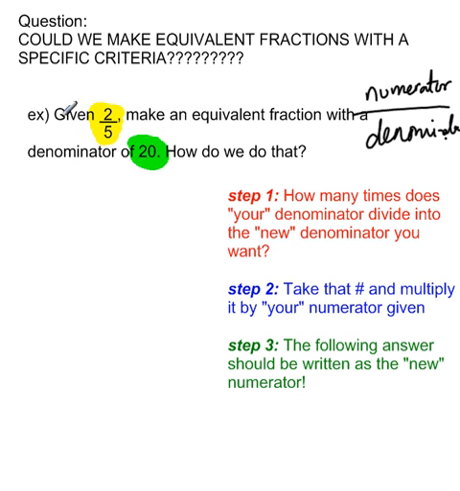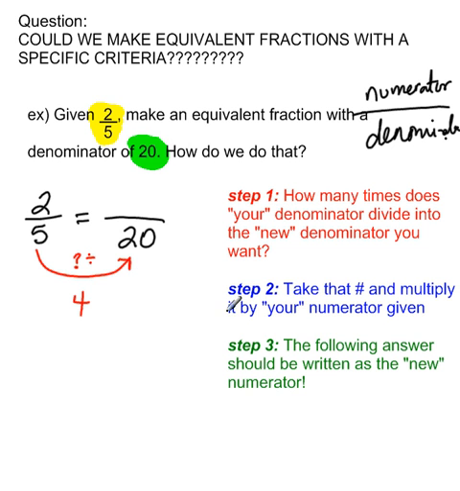Okay, so let's go back. What are we going to do? We're starting with 2/5, and we want an equivalent fraction that has a denominator of 20. That's my specific criteria. What do we need to do? Let's look at these steps over here. Step 1, how many times does your denominator, which is right here, divide into the new denominator? Well, I think you guys would all agree that 5 will go into 20 4 times.